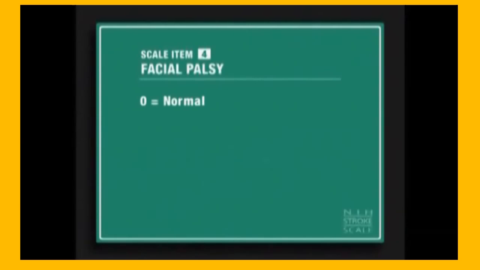Score the patient a 0 for normal symmetrical movement. Normal function must be clearly demonstrated. Orbital and forehead musculature movements are normal. Score a 1 for minor paralysis, such as a flattened nasolabial fold, or mild asymmetry while smiling. This is the proper score if function is less than clearly normal.